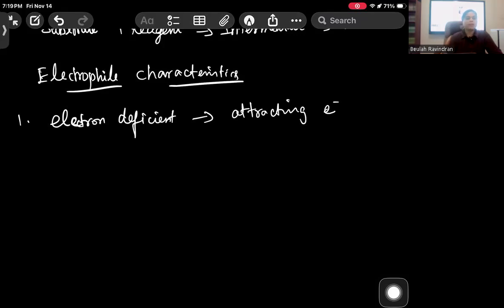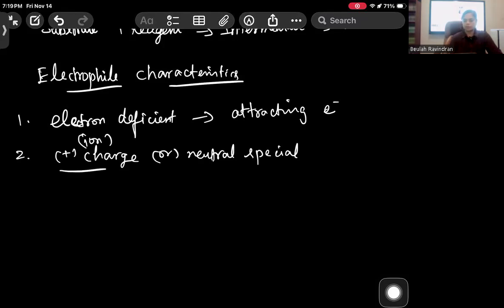Then they have either a positive charge or a neutral species. It is a molecule or ion. So it is an ion which is having a positive charge, and then molecules are also there, neutral species. The third characteristic is they attack places with a lot of electrons, like carbon to carbon double bonds, for example.